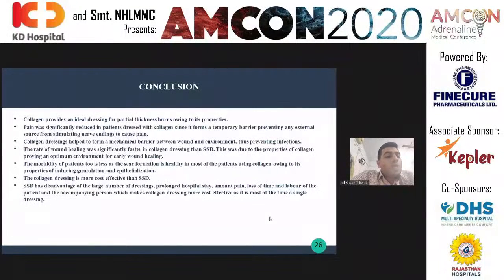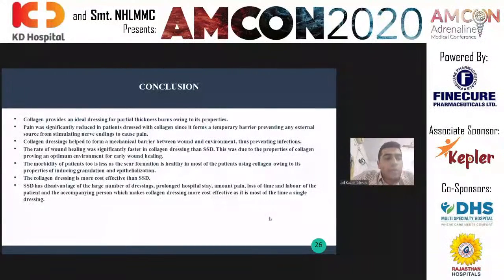So, to conclude, collagen provides an ideal dressing for partial thickness burns owing to its properties. Pain was significantly reduced in patients dressed with collagen since it forms a temporary barrier preventing any external source from stimulating nerve endings to cause pain. Collagen dressings help to form a mechanical barrier between the wound and the environment, thus preventing infections.